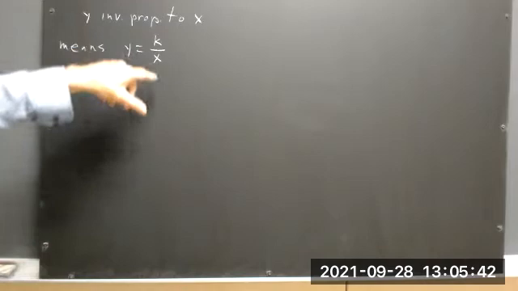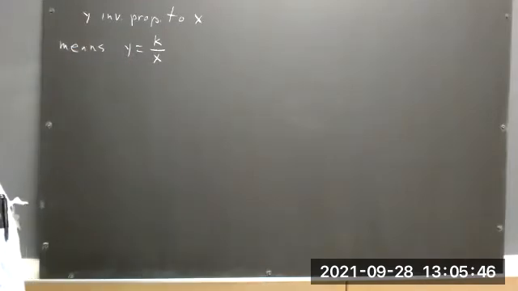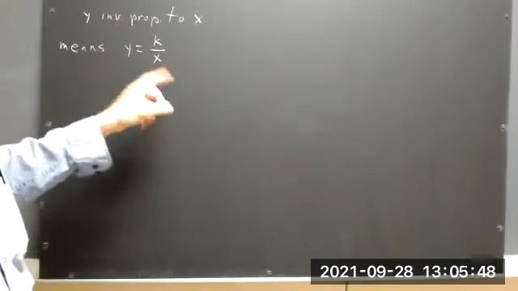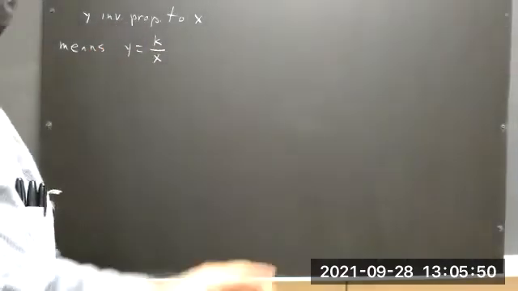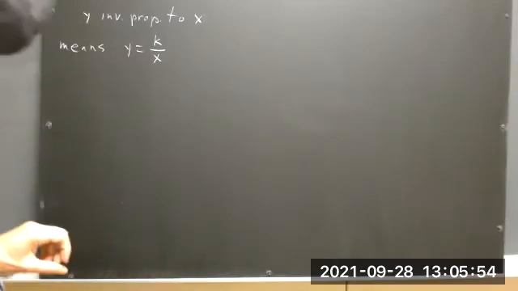This means that y is k divided by x, not y equals k times x. Okay. So if it says inverse proportion and you use y equals k times x, well, that's direct proportion. Okay. So I'll just kind of make a note over here.